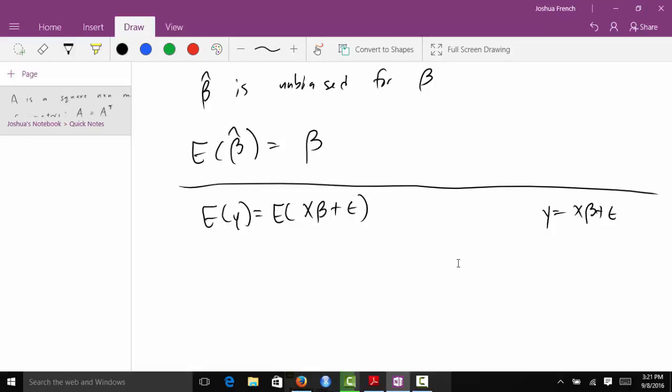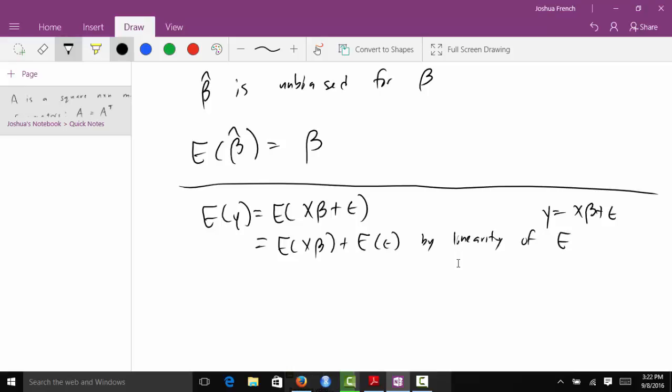And x is going to be a matrix of constants. Beta is a matrix of constants, whereas epsilon is actually a vector of random variables. It's a random vector. But we don't even need this yet, the expected value of a sum is the sum of the expected values. So this is the expected value of x beta plus the expected value of epsilon. That's by the linearity of the expected value operator.